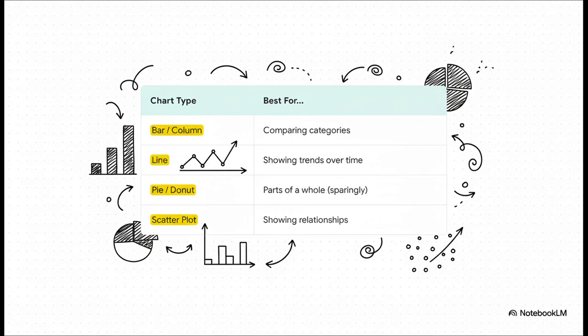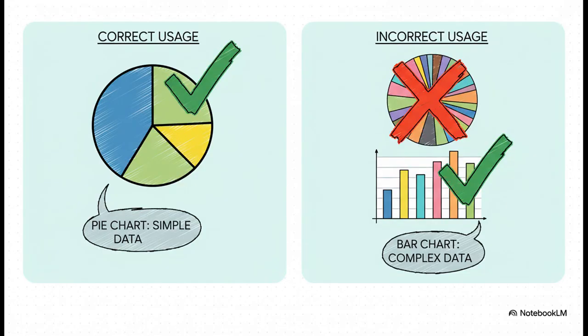A scatter plot is great for showing how two things relate to each other. And a pie chart, well, that's for showing parts of a whole. But you got to be really careful with those. And this is where so many people go wrong. Pie charts look nice, but they're really only good for one thing: showing simple, obvious proportions with just a few slices. The second you have more than, say, 5 categories, or you need people to see the subtle differences between them, just use a bar chart.